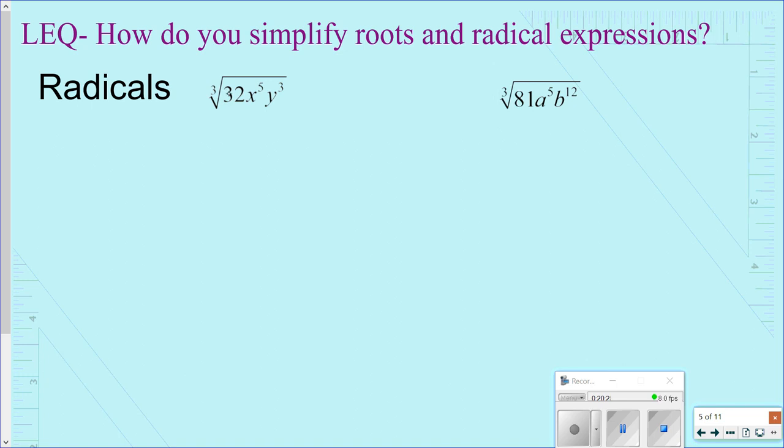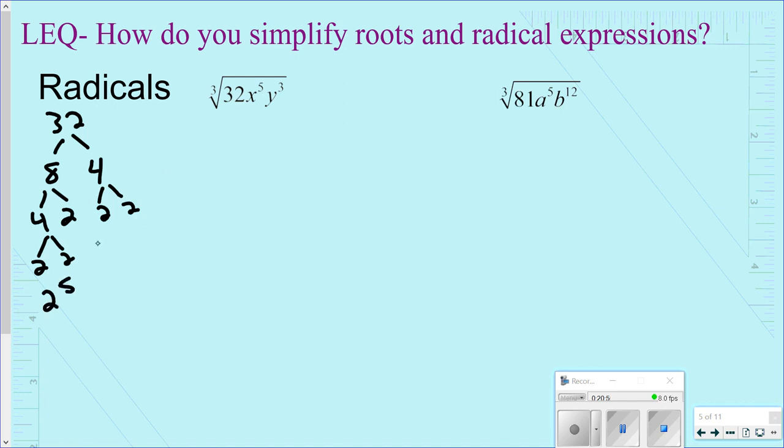What I am going to do is think about what the cube root of 32 is. I'm not really sure about this one, so I'm going to do a factor tree off to the side. 8 times 4 is 32. 4 times 2 is 8. 2 times 2 is 4, and 2 times 2 is 4 again. So we're getting 2 times 2 times 2 times 2 times 2. 2 to the 5th power is 32.